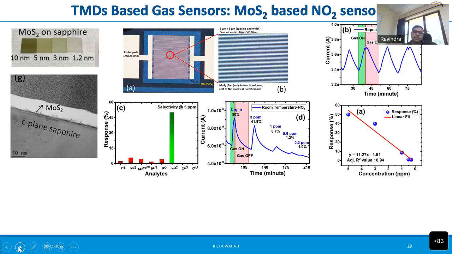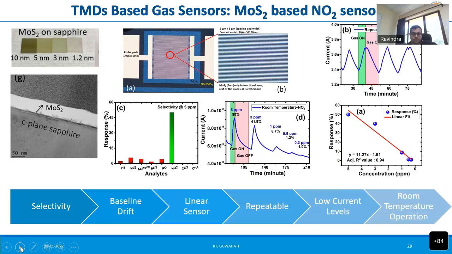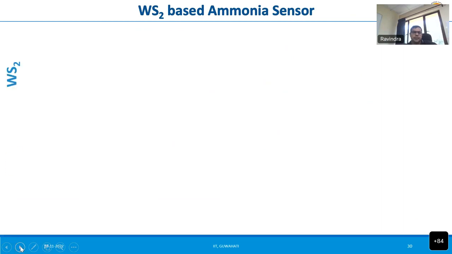If you design some packaging, you will have to design some interface circuit separately. The people working in the domain might know that you should have different amplifiers and other things to first amplify these low level currents. And if you need a lock-in amplifier, the cost of the device will go up like anything. So these are some issues of CVD grown TMDs.